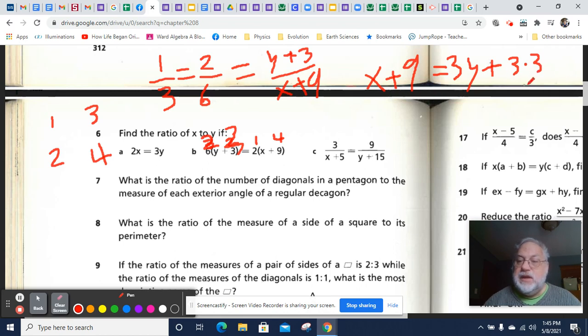So this is going to be 9. And this is also 9. Okay. And so those are going to cancel out. So if I subtract 9 from both sides, I'll end up with just x equals 3y. And now that's a 1x and a 3y.